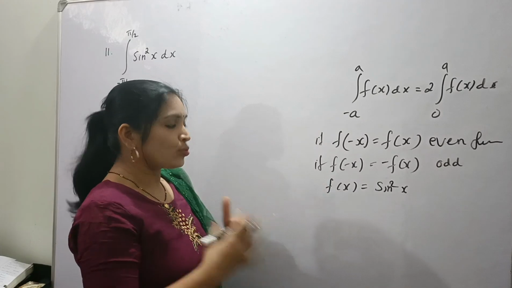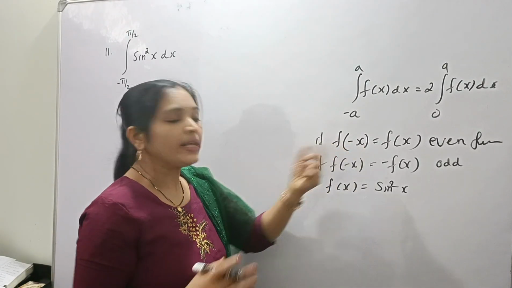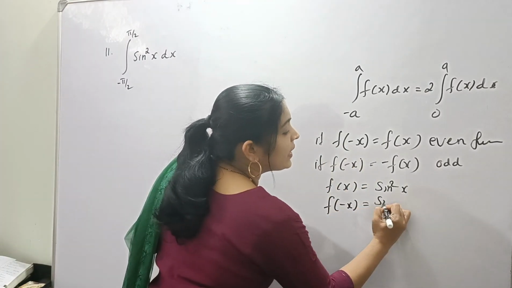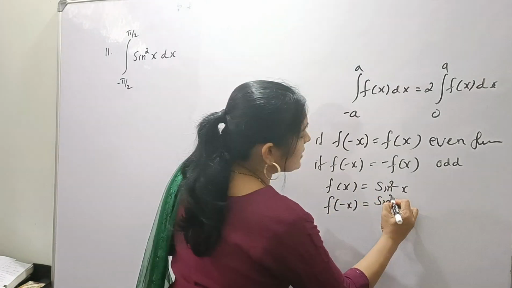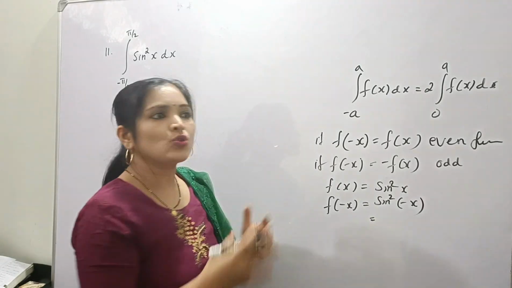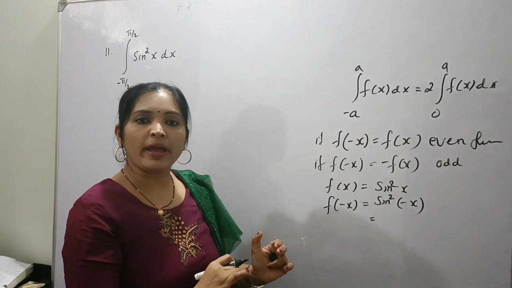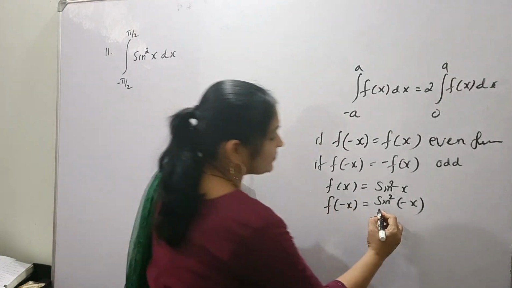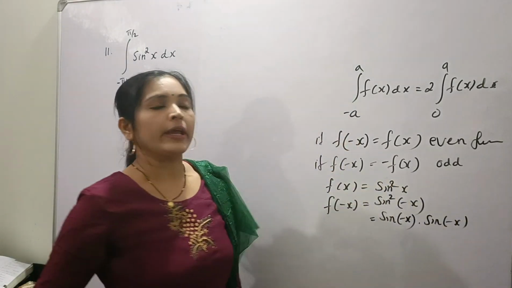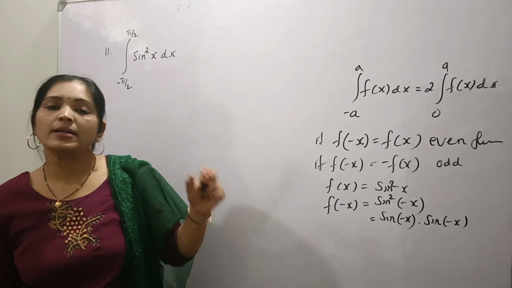Now how do we check whether the given function is even or odd? f of minus x. What is f of minus x? f of x is equal to sine square x. What is f of minus x? Replace x by minus x, right? Sine square of minus x. Sine square x is nothing but sine x into sine x. So sine square of minus x is sine of minus x into sine of minus x, right? What is sine of minus theta? Minus sine theta, right?